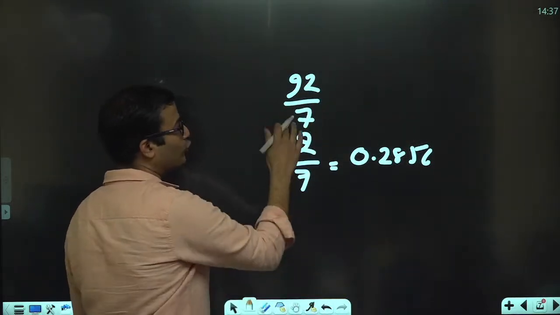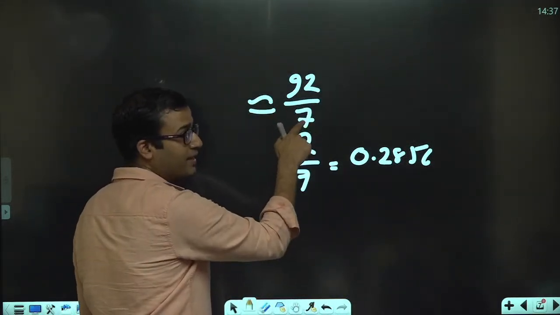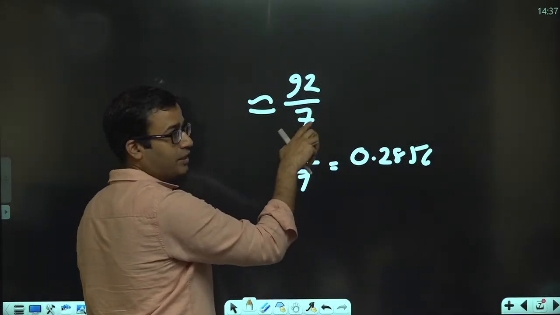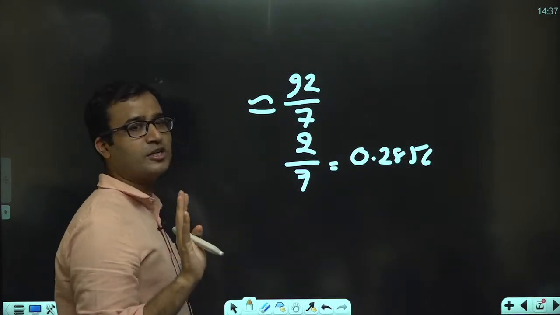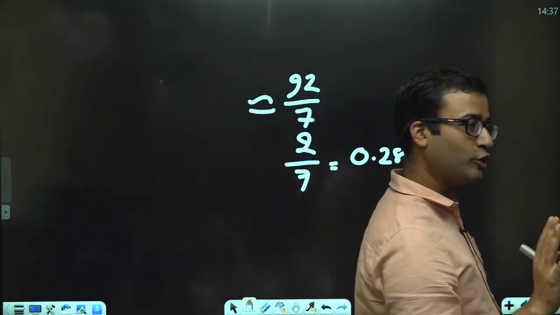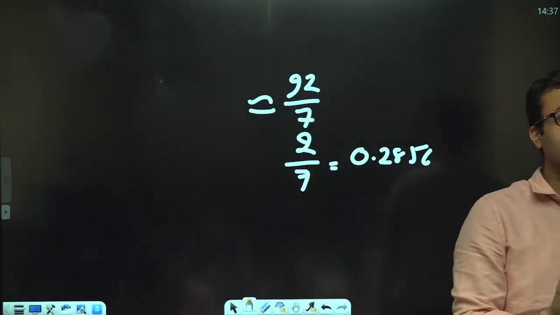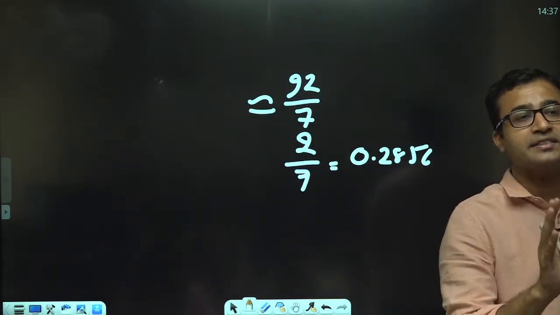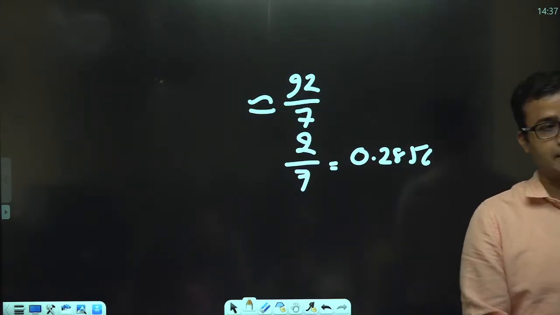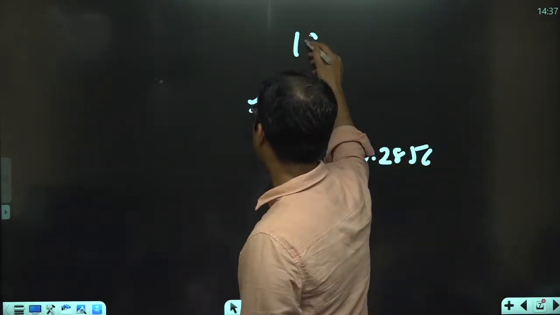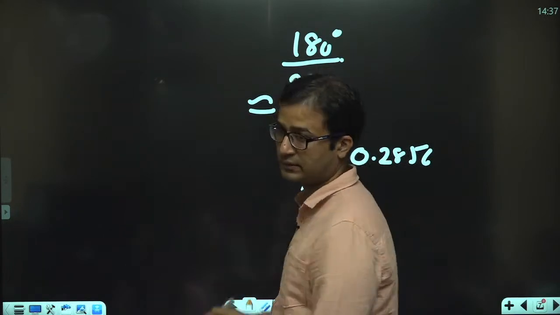But I already told you it is an approximate value. ये पाई नहीं है, ये पाई का मिलता जुलता है. It is a duplicate of Shahrukh Khan. Actually you can say it is not Shahrukh Khan, so it is duplicate. 22 by 7 is not pi, it is an approximate value of pi. pi तो 180 डिग्री है. Pi is 180 degree.